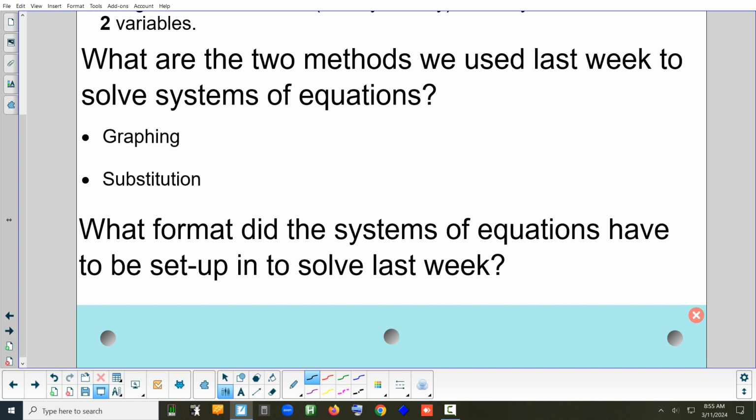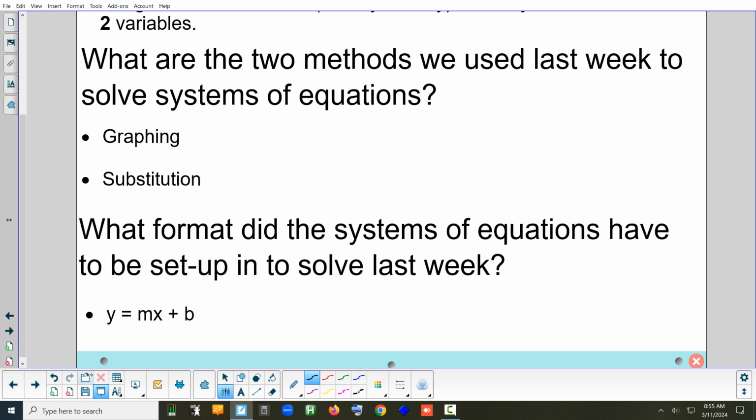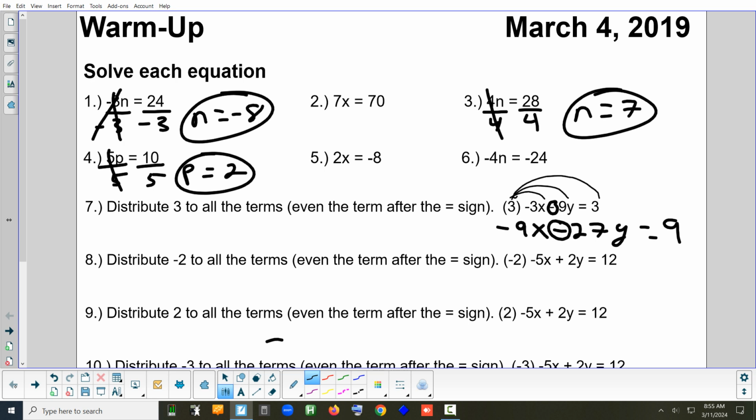So now, when we did graphing, how did you have to get your equation? You had to make sure that it was set up in what format? Yeah, y equals mx plus b. When we did graphing, it always had to be y equals mx plus b. This week, it's not going to look like y equals mx plus b. It's going to look more like these equations right here. It's going to have a number with x, a number with y, and then just a number by itself on the other side. That's how our problems are pretty much going to look.